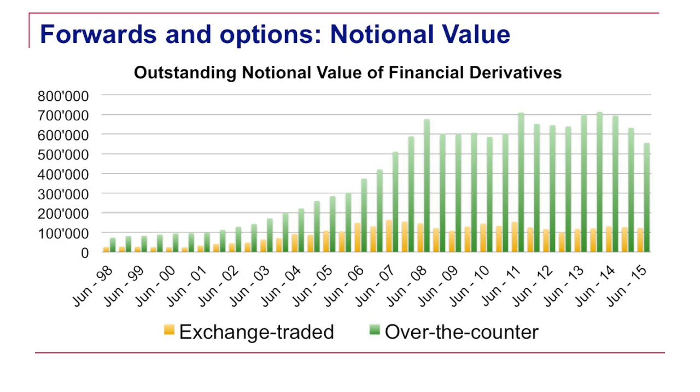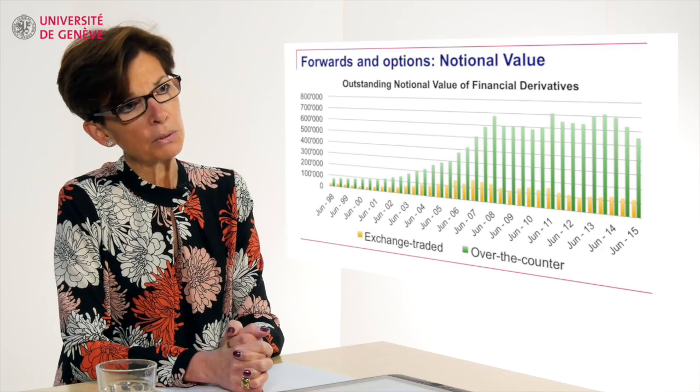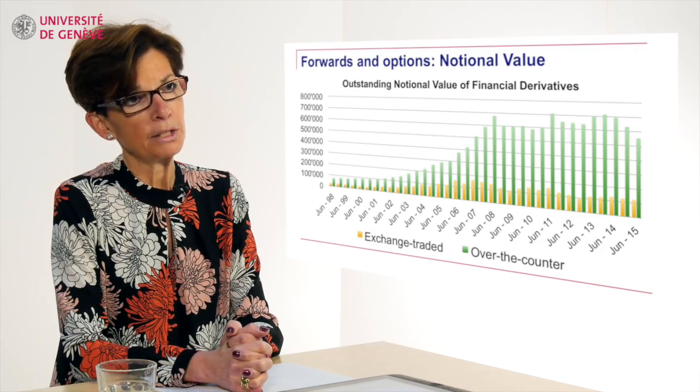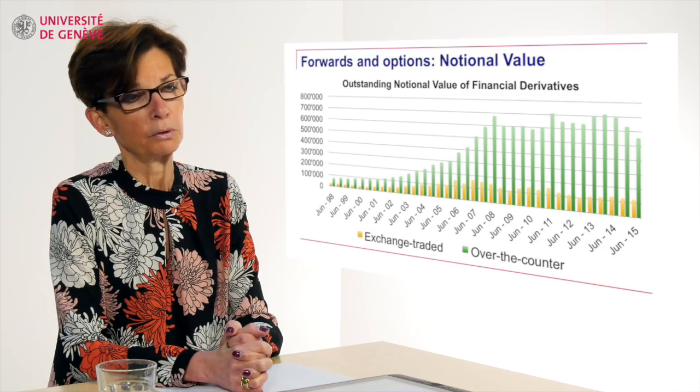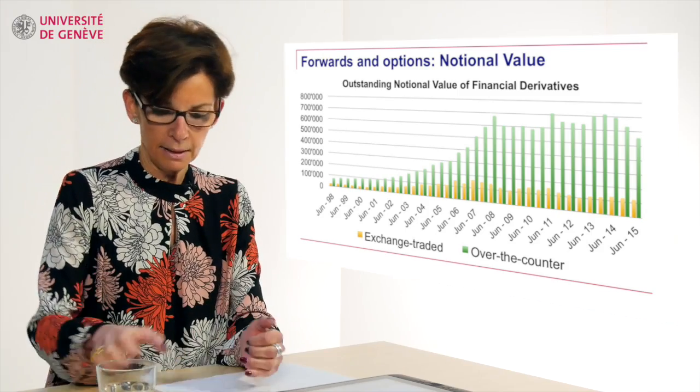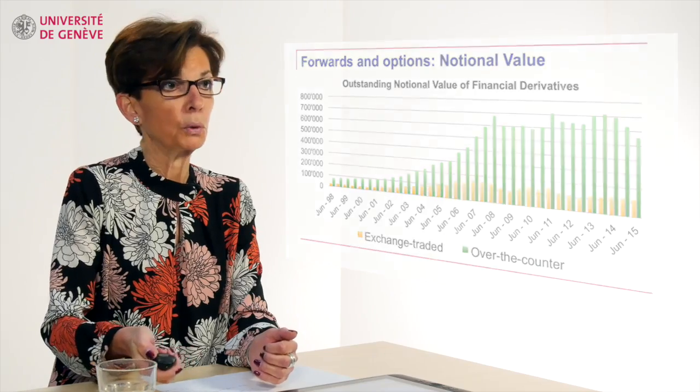One key issue first is that most contracts are OTC traded and thus subject to counterparty risk. The second important point is that the volume actually peaked at over $700,000 billion just before the subprime crisis in 2008. And from 2005 until 2015, we actually had an increase of about 83% in the notional value of derivatives traded. So these are large markets, and we'll see later why they are so important for portfolio management.